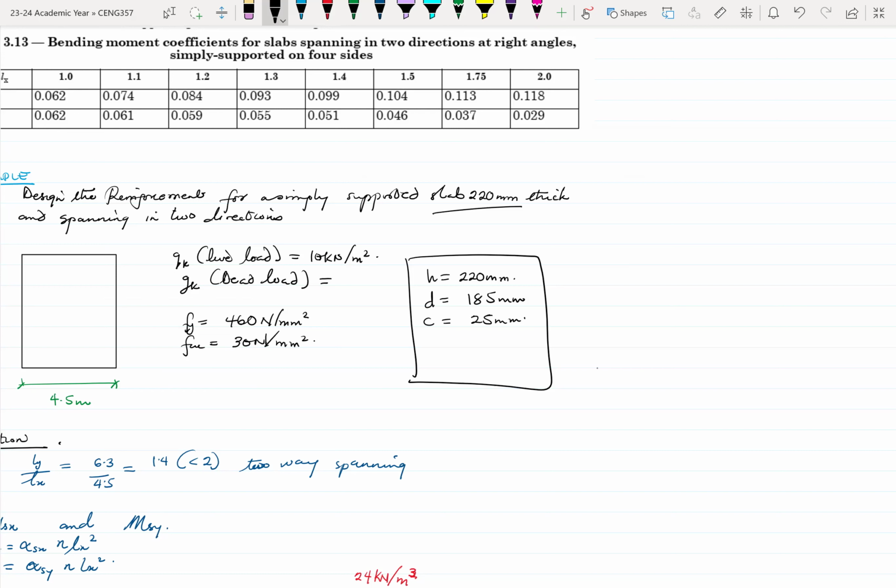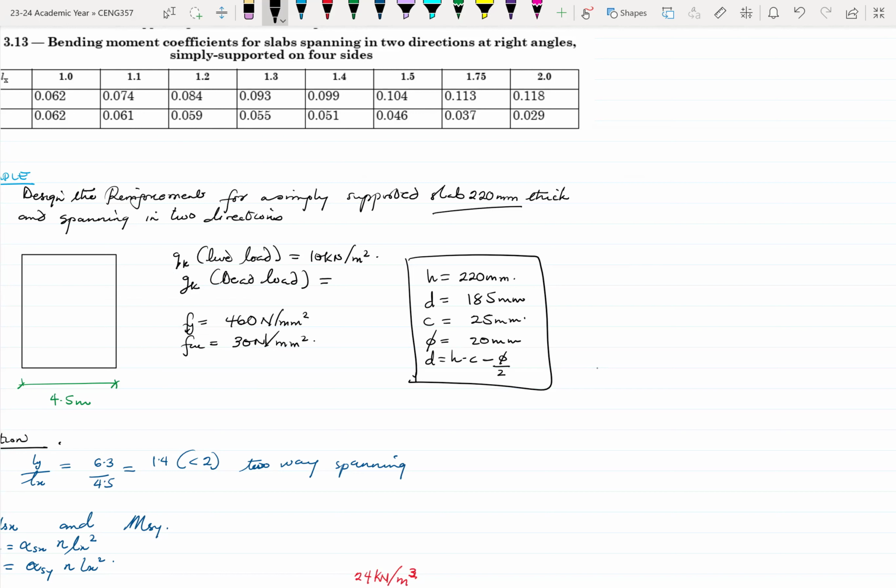And let's say maybe we assume our bar diameter to be, let's say, 20 millimeters. It's usually less than that. So that means that the D will be equal to H minus C minus phi over 2.